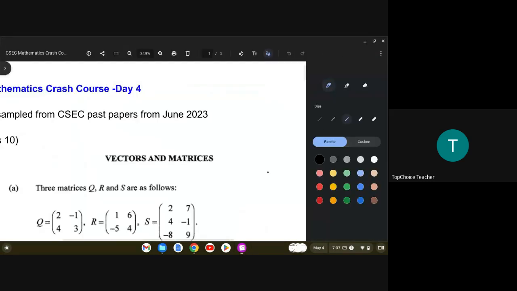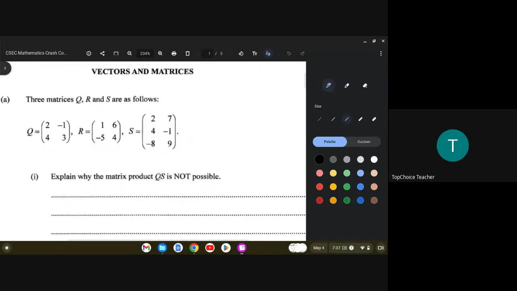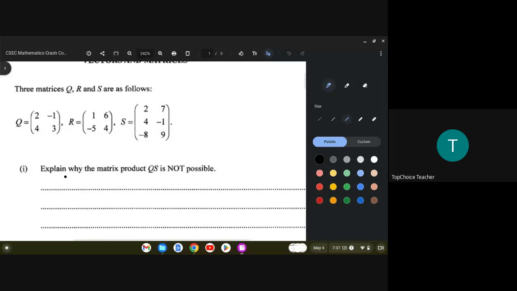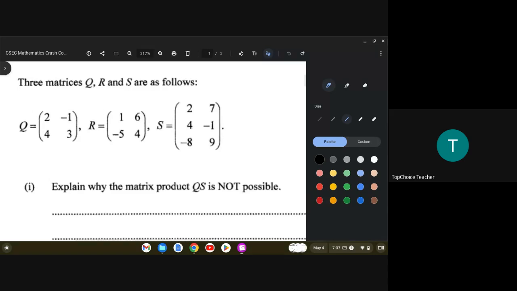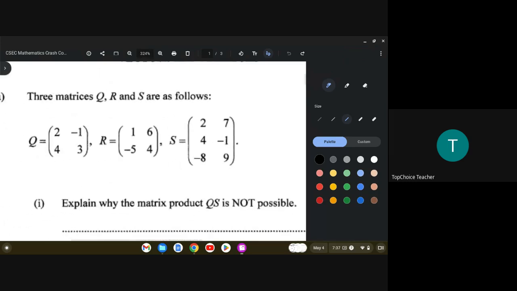All right, so we're gonna finish this one. Let's do it. So the first question is: explain why the product of Q and S is not possible. This is a 1-mark question, meaning that you don't need to put too much thought into it. This is basic stuff you need to know regarding the multiplication of matrices.